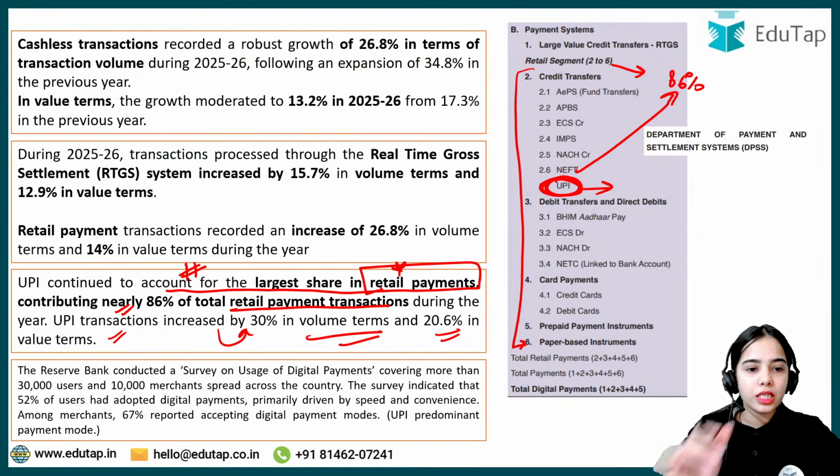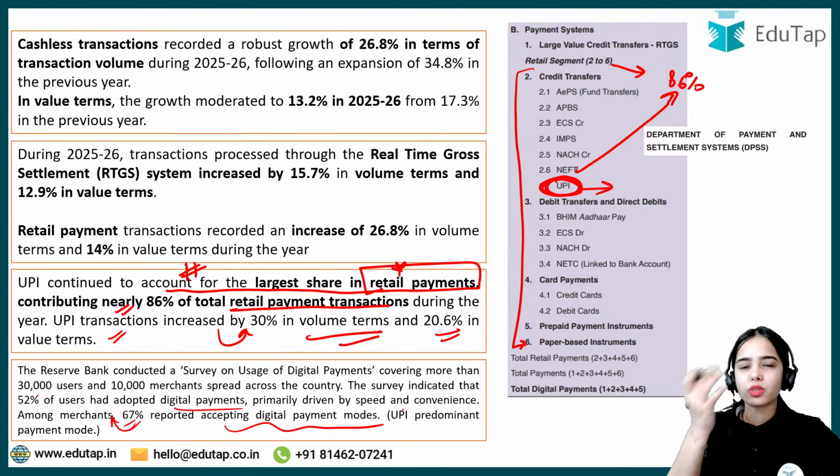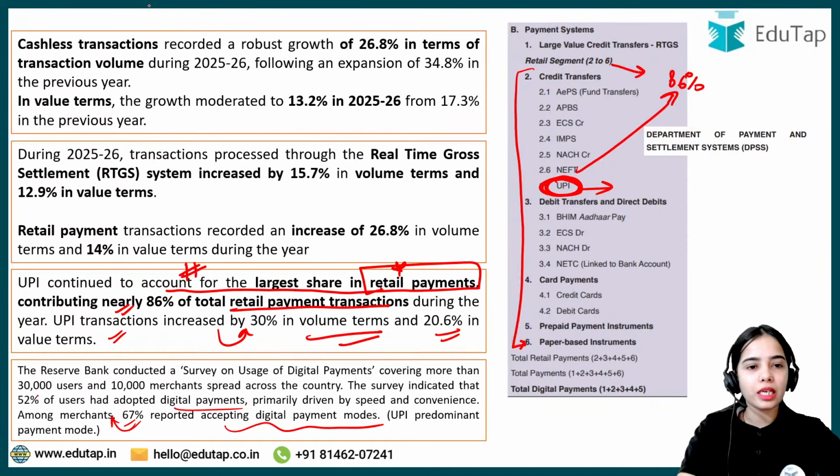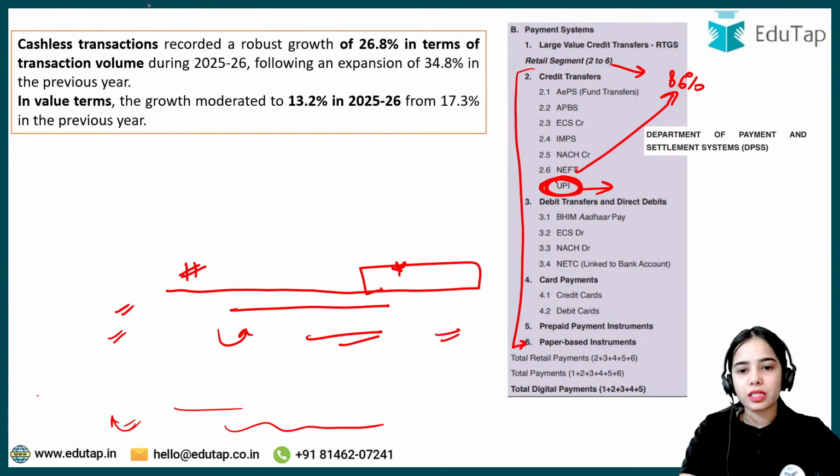Okay? The Reserve Bank also conducted a survey of 30,000 customers and 10,000 merchants, in which it was identified that 52% of the users have adopted digital payments because of ease, speed and convenience. 67% of the merchants reported accepting digital payment modes because of the ease and convenience and because of their business activities. Now, next are the major developments by the Department of Payment and Settlement Systems.